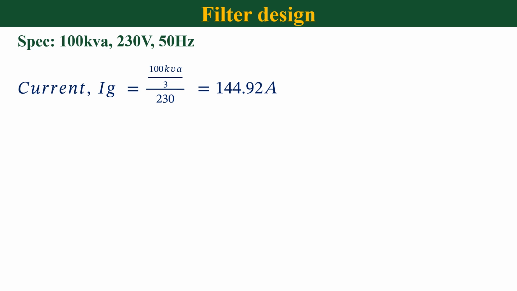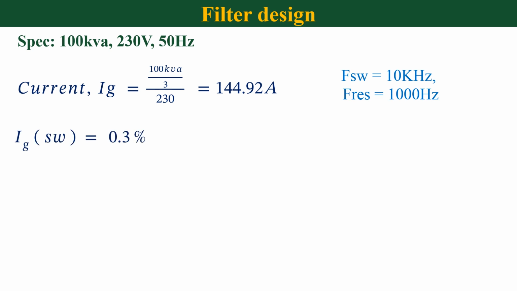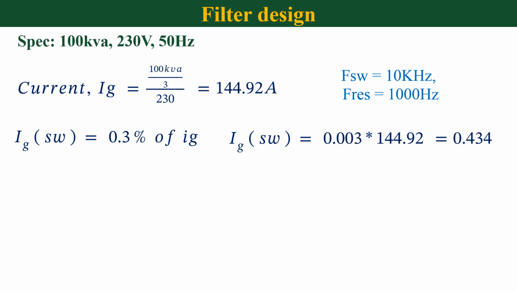Consider a 100 kVA 3-phase grid inverter with 230 phase voltage at 50 Hz. Then phase current is 100 kVA by 3, all divided by 230. That is 144.92 amps. We already have taken switching frequency as 10 kHz, and resonant frequency as 1000 Hz. As per IEEE standard, the value of grid current at switching frequency should only be 0.3%. So Ig at switching frequency is 0.003 into 144.92.